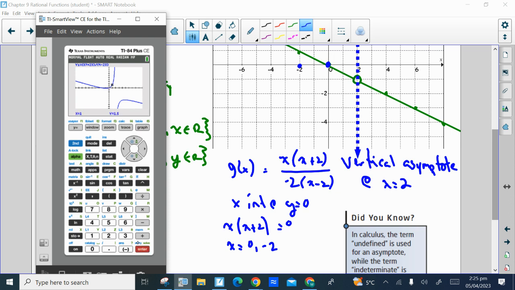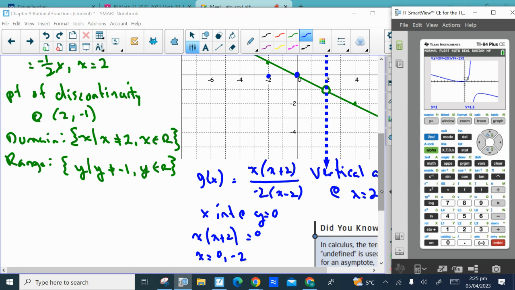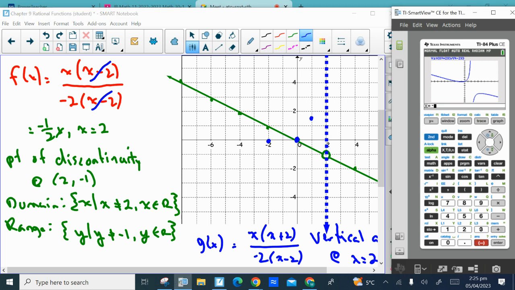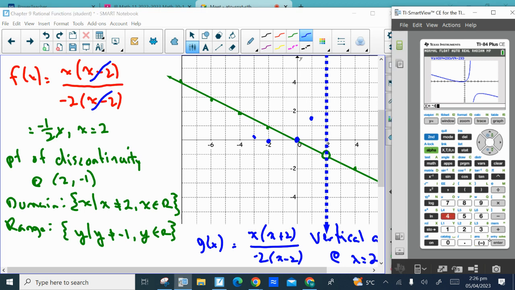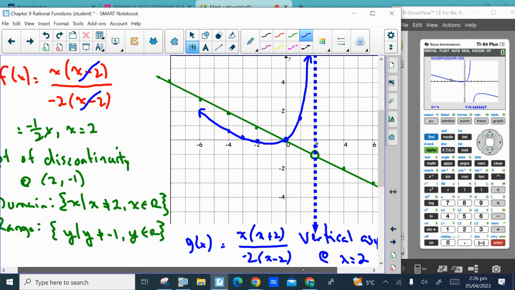For example, when x equals 1, you see y is 1.5. So we've got the point 1 comma 1.5, so that's there. Okay. When x is negative 3, y equals 0.3. When x is negative 4, y is 0.6 repeating, 2/3. This gives us one arm of the graph. It'll look something like that. And then to get the other arm, that's where x is greater than 2.